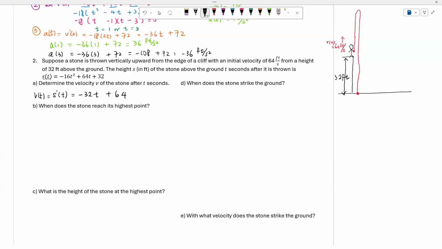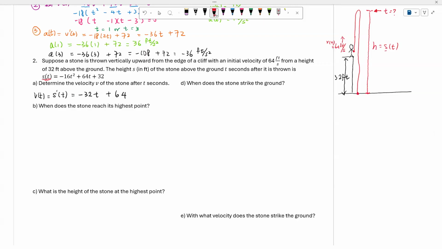And then it asks me, when does the stone reach its highest point? Okay, so let us look at the diagram. I would like to know what is the height of this. How do we actually work out this problem? Of course, I know that in this case I need to work with the s function. If I know the time that I reach this height right here, then I will be able to plug it into the s function and then solve it.